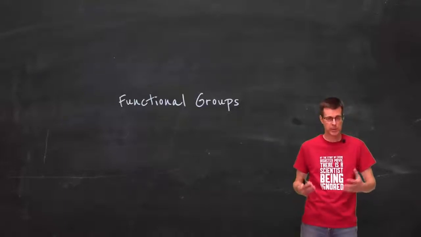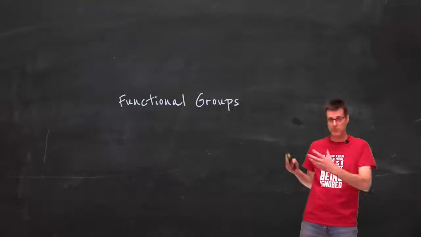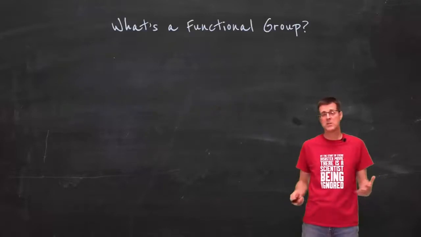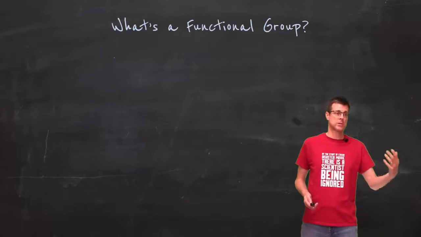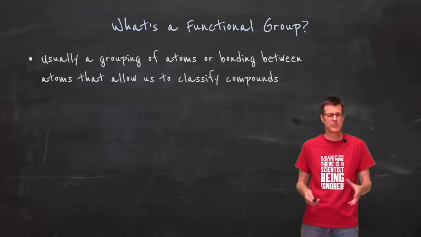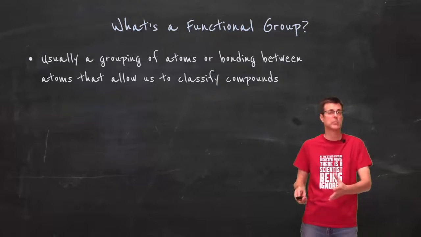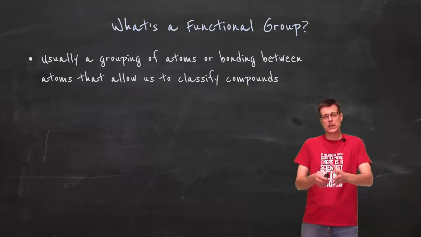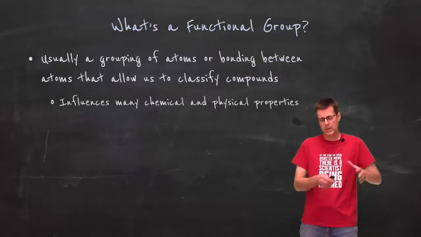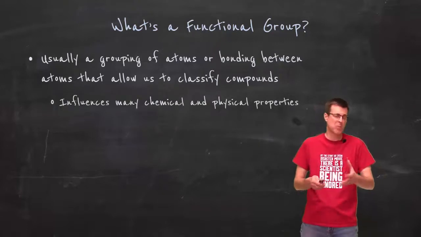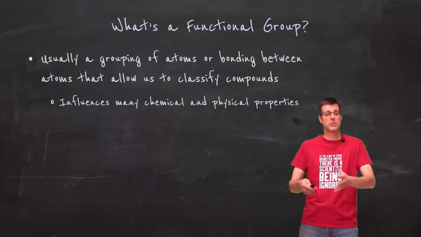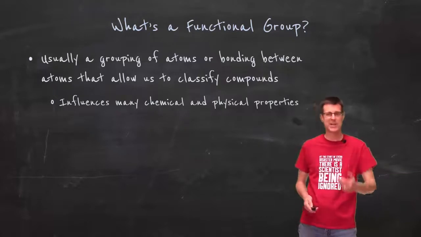As we start learning about organic chemistry, we're going to very quickly learn that functional groups become the basis for almost everything that we do. So we need to understand what a functional group is, although we also need to understand what it does for us. A functional group basically becomes a grouping of atoms, or in some cases a bonding pattern between atoms, that allows us to classify. So we kind of impose a structure on it, and it also is going to influence many of the chemical and physical properties. So all things that are alcohols are going to behave in a certain way and not that way.